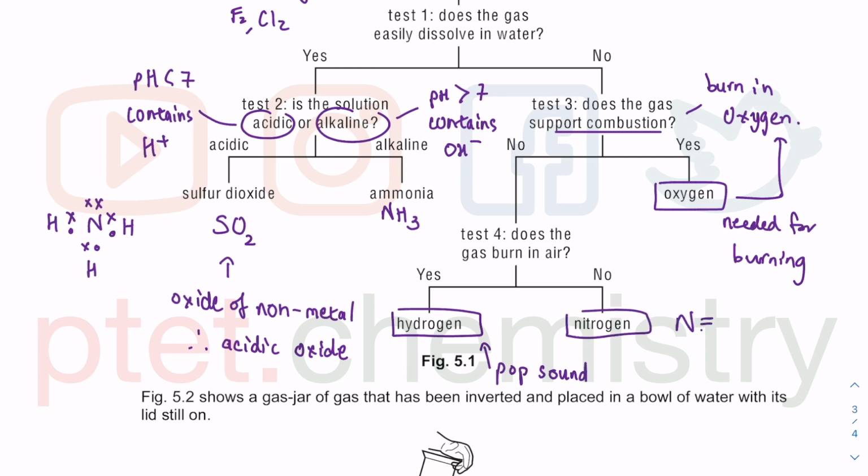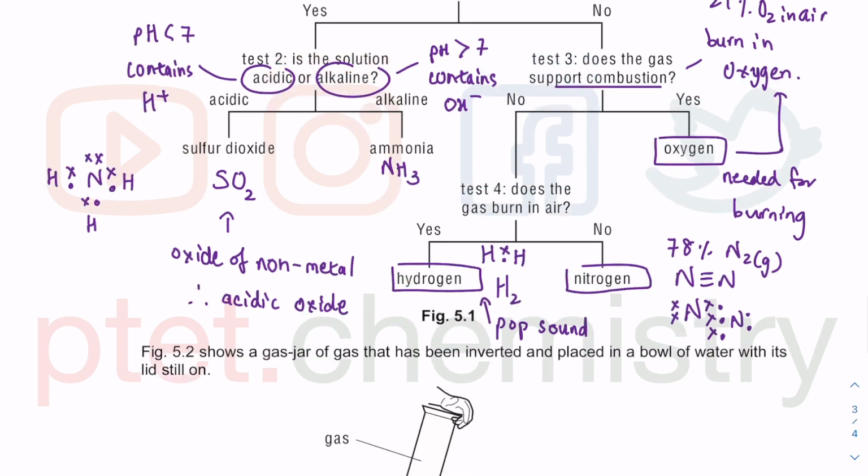Nitrogen has a triple covalent bond, where nitrogen shares 3 electrons in its outer shell to complete the outer shell. So we have around 78% of N2 in the air. We have around 21% of oxygen in the air. We don't have hydrogen in the air, but hydrogen also exists as these diatomic molecules where it shares 1 electron with its outer shell to complete the first outer shell there.